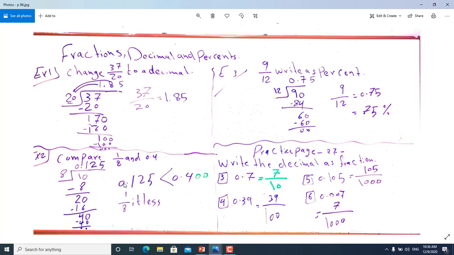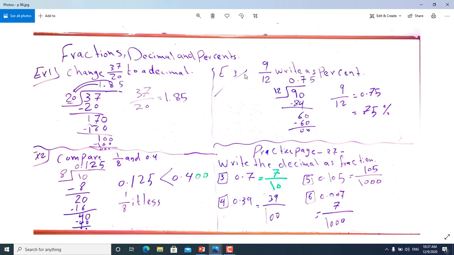We count the digits we have. After the decimal point, here we have 1, 2, 3 digits, but in the other number we have just one digit. We can make it 3 digits by adding 2 zeros at the end. A zero at the end of a decimal number doesn't change its value. So we add 2 zeros, and it is equivalent to 0.4. Now we compare. 0 is 0, and then 1 versus 4. 4 is greater than 1, so 0.4 is greater than 0.125. That means 1 over 8 is less.